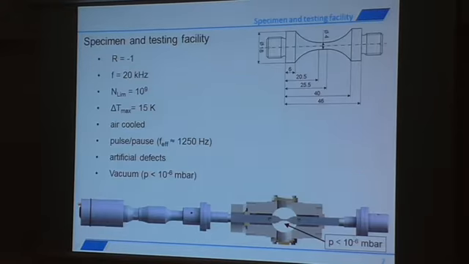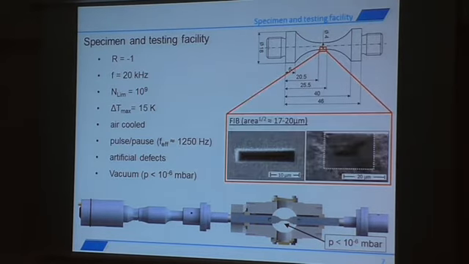I will show you this in detail now. We perform our tests with the ultrasonic testing device below here. You've seen that a lot even today. It's a stress ratio of -1, frequency of 20 kilohertz. We test until 10^9 cycles. We allow a maximum temperature increase of 15 Kelvin. Therefore, the system is air-cooled. We test in pulse-pause mode. So we have an effective frequency of 1250 Hertz.